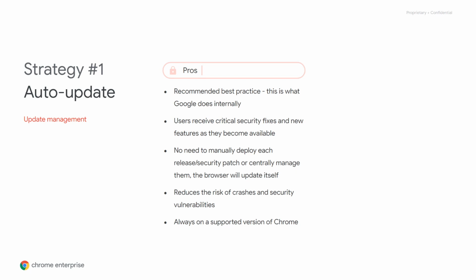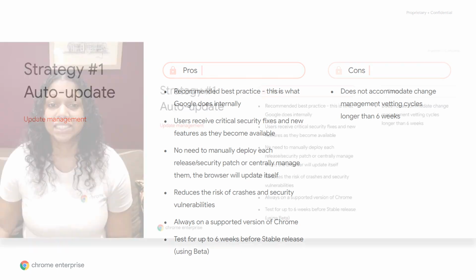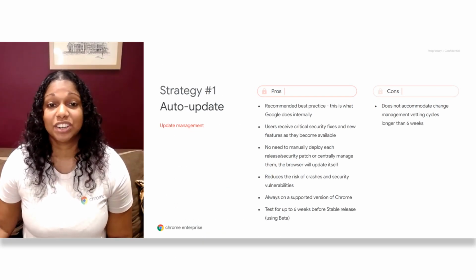You can test each new version of Chrome for up to 6 weeks before each stable release using our beta channel. Remember to subscribe to our release notes so you know what's coming. The only downside to this approach is if your organization is bound to more controlled processes due to business or legacy requirements that take longer than 6 weeks to complete. We'll talk about how you can accommodate those sorts of processes with the next strategy.